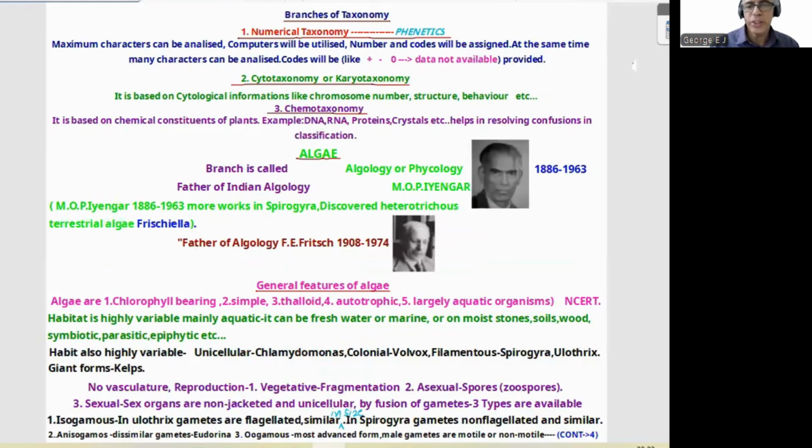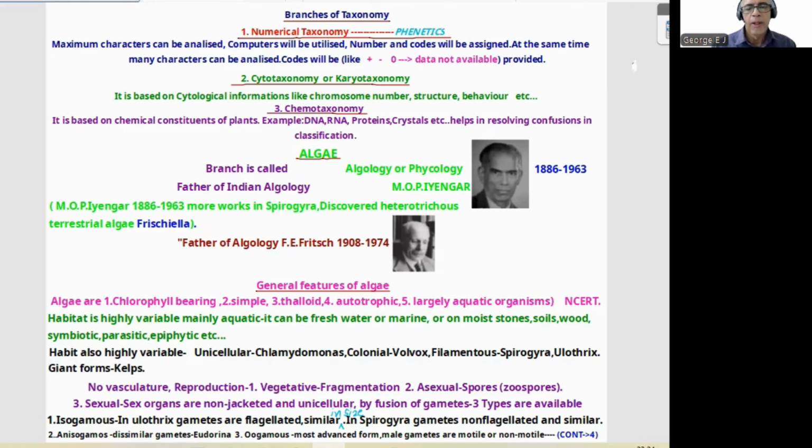Next, we have to proceed with the branches of taxonomy. When we discuss branches of taxonomy, 3 branches are given here in NCERT. That's important also. First is numerical taxonomy, otherwise called phenetics. What is done in phenetics? Maximum characters can be analyzed. Computer must be utilized. Numbers and codes will be assigned, like plus, minus, 0. 0 means data not available. At the same time, many characters can be analyzed with the help of the computer.